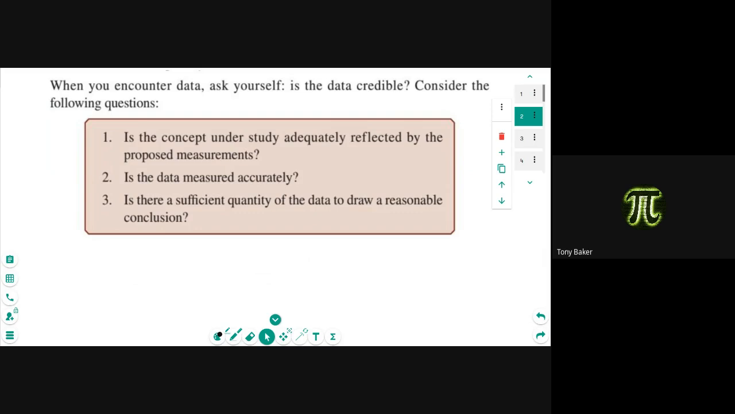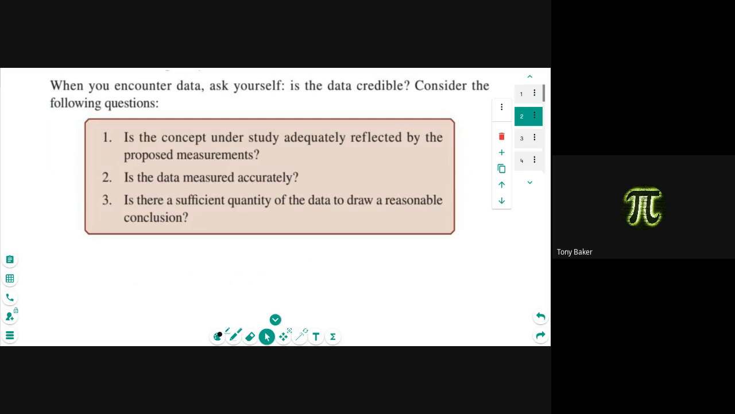The first thing, whenever you're looking at any kind of data, you want to ask yourself, is it credible? So is it good data? So when you're looking at, is data credible? A few questions you need to ask yourself. First one is the concept adequately reflected by the proposed measurements? So when they're measuring it, are they actually using correct measurements to measure? Are they doing correct data analysis and those type of things?